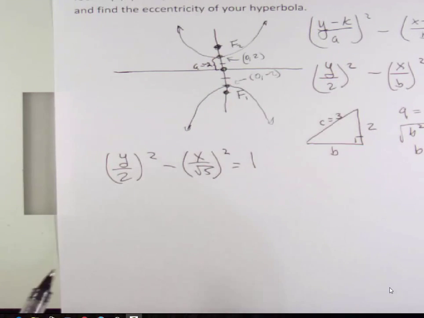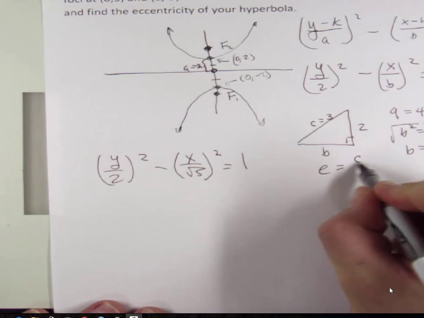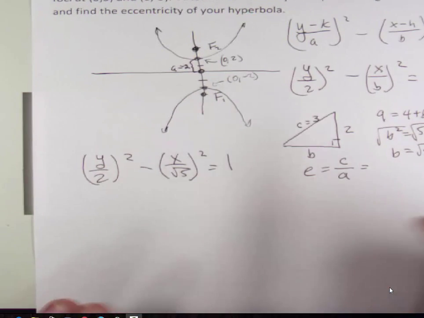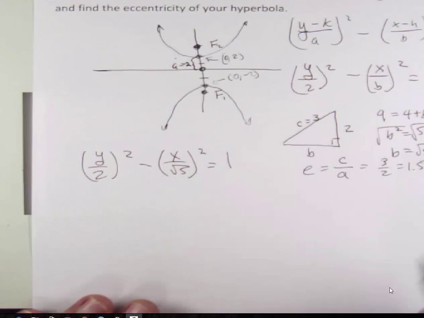So I now have (y over 2) squared minus (x over root 5) squared is 1. Remember, the eccentricity is the ratio of the focal distance to the major focal radius. In our case, the radius is 2, so we have 3 over 2, which is 1.5, which we expected.